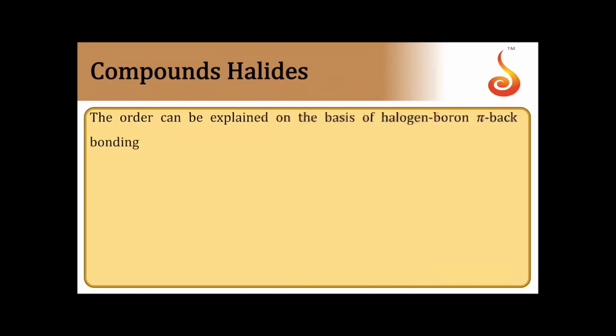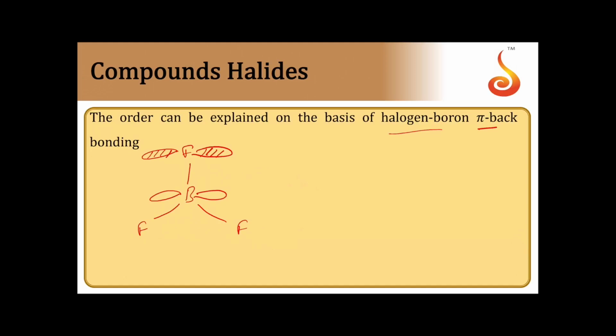Now, this order of acidic property can be explained on the basis of halogen-boron pi bonding, which is also called back bonding. In the BF3 molecule, we see boron has an empty 2p orbital. And the fluorine atom has a completely filled 2p orbital.